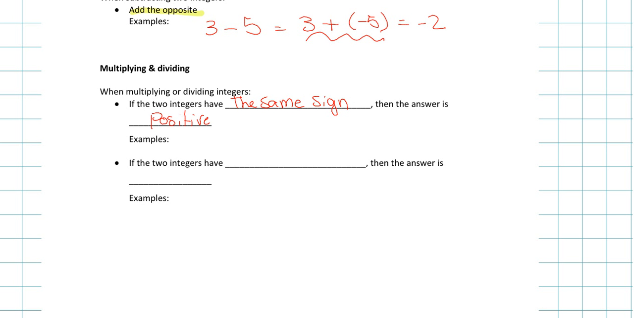Okay? So give me an example. Give me two integers that have the same sign. Negative 2 multiplied by negative 4. What would be my answer? Positive 8, right? They have the same sign, so they're both negative. I'm multiplying a negative 2 by a negative 4, and it's going to give me a positive 8. How about if I multiply 2 times 4? I'm going to get positive 8 as well, right? They have the same sign. Both of these are positive. Both of these are negative. I'm going to end up with a positive answer.